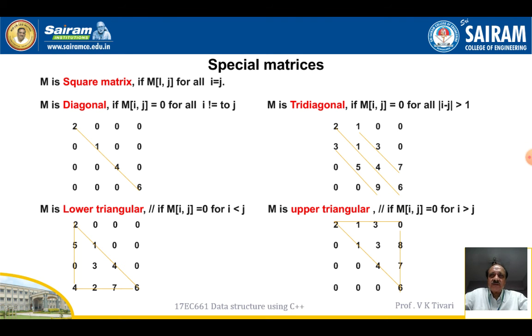Next topic is special matrices. We all know a square matrix is when columns and rows are equal; that is known as a square matrix. M is a diagonal matrix if M(i,j) equals 0 for all i not equal to j. As you can see, 2, 1, 4, 6 is the diagonal, and the rest of the elements in the matrix are 0; only the diagonal elements are not 0. So we have written the condition i not equal to j for the diagonal matrix.